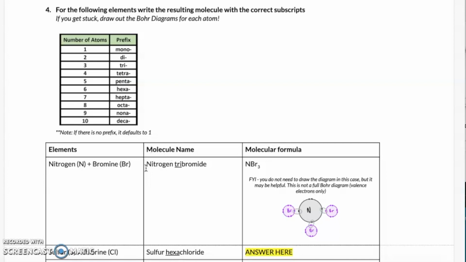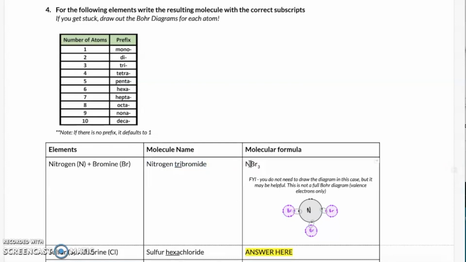Nitrogen, or capital N, has an invisible mono before it. Remember, when we start with mono, we often drop it, it becomes invisible. So this is telling me 1 nitrogen and then tribromide. Tri is the prefix that corresponds to 3 atoms. This is telling me that I have 3 bromines. Of course, notice it ends in IDE, telling us that this molecule has undergone bonding. So 1 nitrogen, 3 bromines.